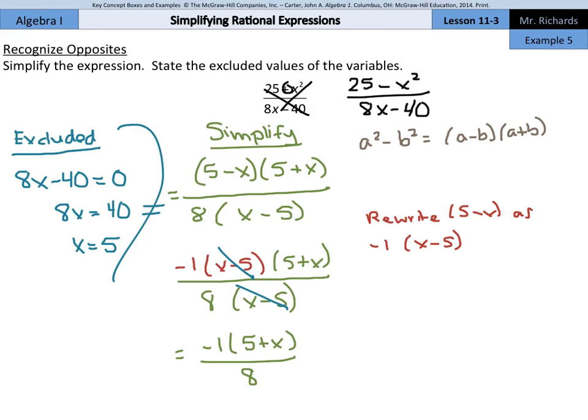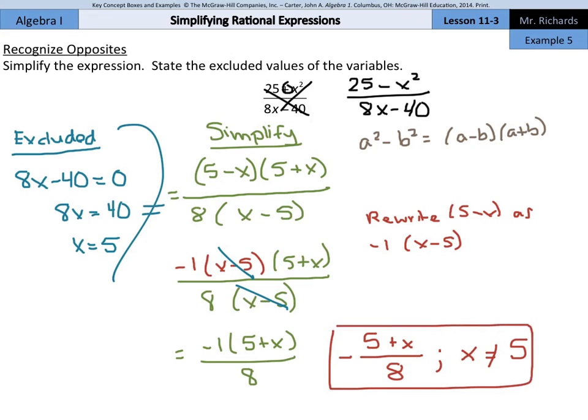So now I can rewrite this, pulling out that negative 1 to the side. So negative of 5 plus x, all over 8, is our solution as long as x is not equal to that excluded value over there of 5. The big thing in this question is recognizing that I needed to use opposites here. I had an x minus 5 down here that I wanted to simplify with something up here. And so if I multiplied the terms here or divided out a negative 1, that made it possible to simplify.